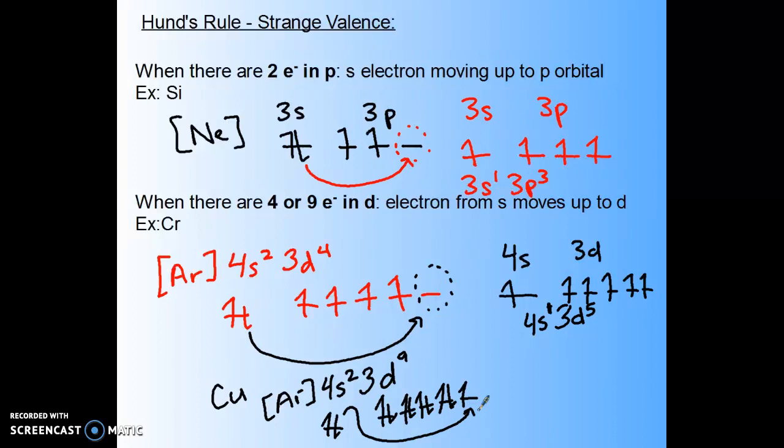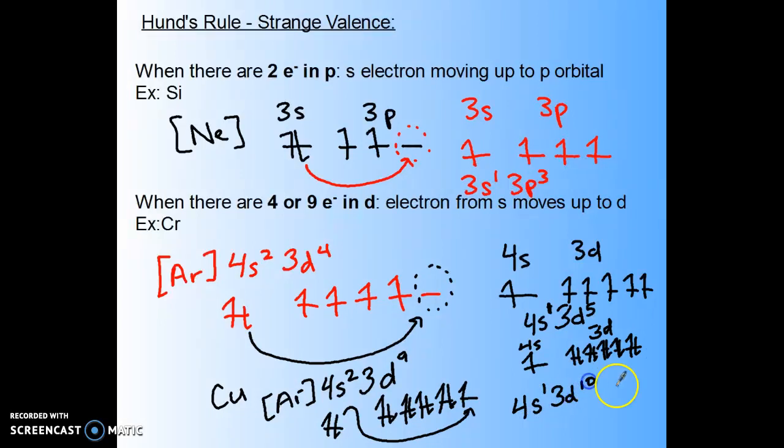So the new orbital notation will be, this is 4s, and then 1, 2, 3, 4, 5. This is 3d. And now these are all full. And 10 here. So that means my electron configuration will be 4s1, 3d10. Okay, so this is a little odd, but this is actually what happens and this can be verified with experimental data. So this is how you would actually write the electron configuration for these elements that fall into those columns on the periodic table. And that's all we have for today.